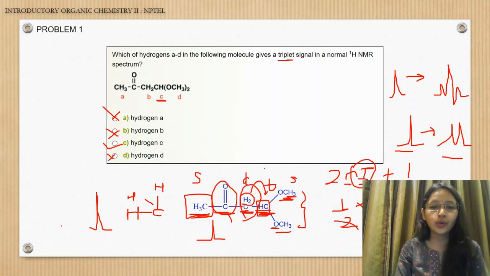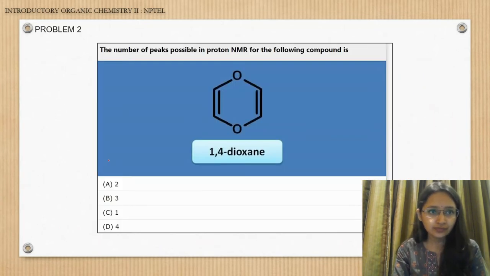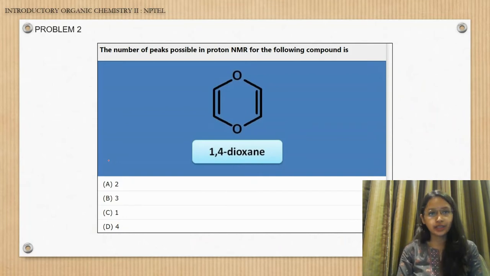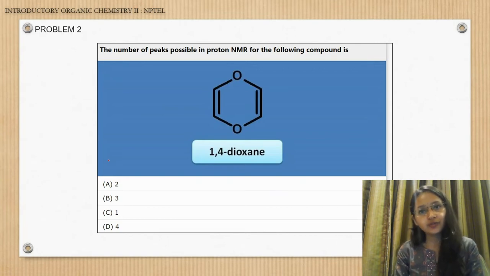Okay, if it is clear, I'm moving to problem number 2. I hope these solutions are clear to you. So the problem number 2 is: the number of peaks possible in proton NMR for the following compound is. So the question is asking what is the number of peaks that are possible for the proton NMR of this compound.